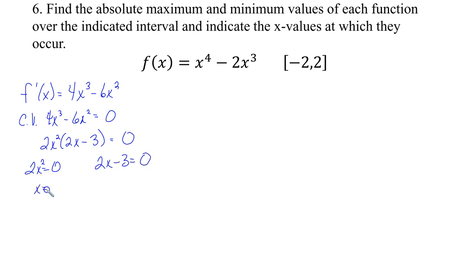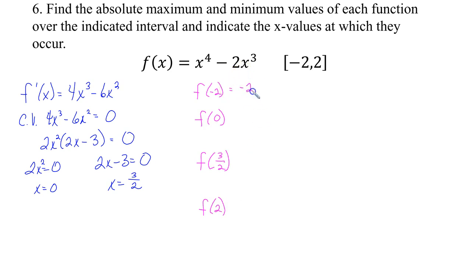This gives me a critical value of 0, and this gives me a critical value of 3/2. So if I add 3 to both sides and divide by 2, both 0 and 3/2 are on this interval from negative 2 to 2. Thinking about this as a number line, is 0 between negative 2 and 2? Is 3/2 between negative 2 and 2? The answer is yes to both of those. So now we're going to find f of negative 2. I'm going to do them in the order that they come, f of 0, then f of 3/2, and then finally f of positive 2.